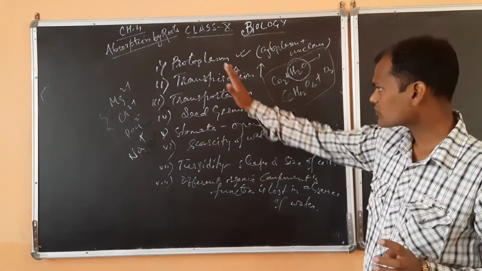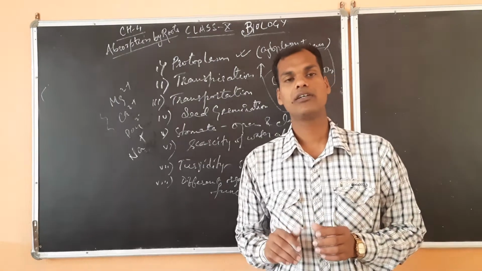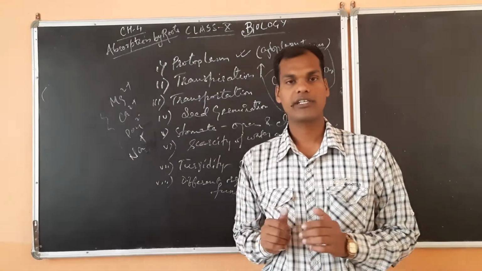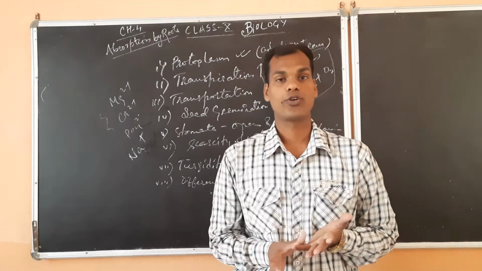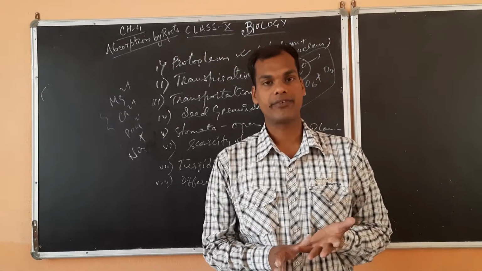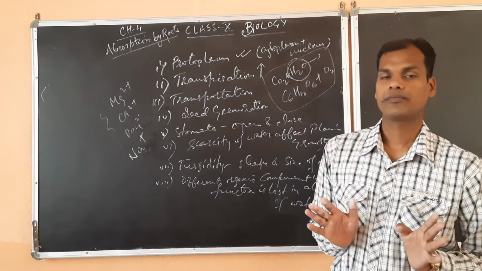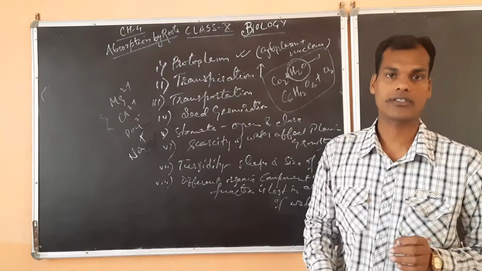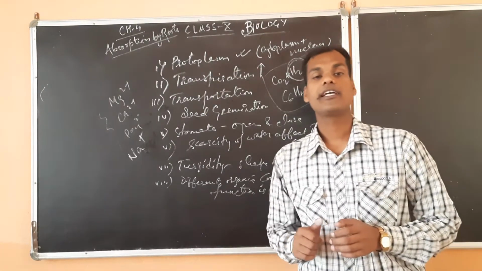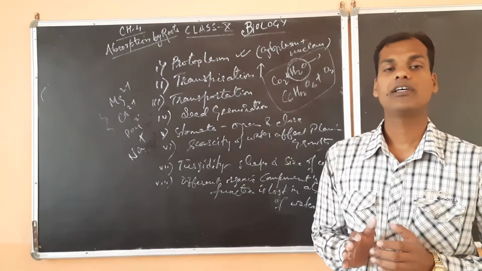Okay. Now we will come to different types of process by which the transportation takes place. So there are different types. First is diffusion, second is osmosis, then it is active transport. So mainly these three are the different processes.